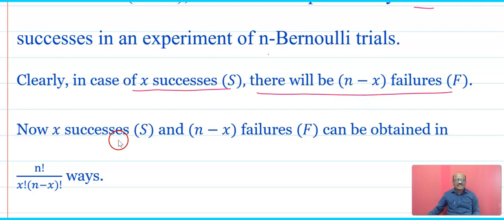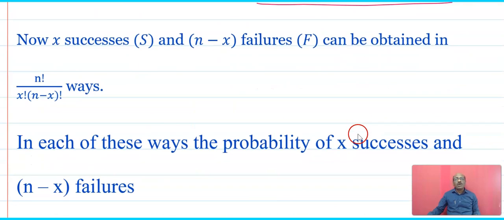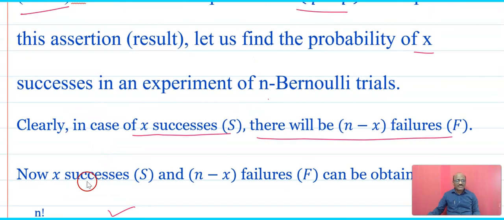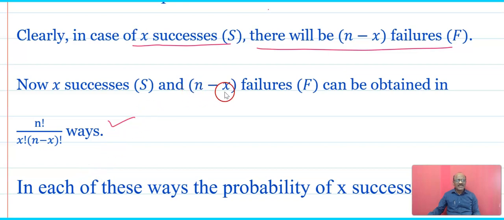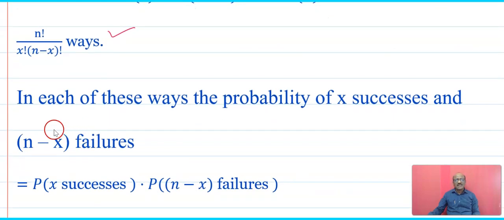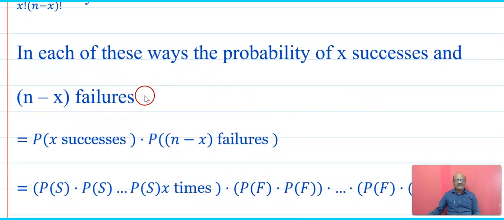Now X successes S and n minus X failures F can be obtained in n factorial upon X factorial into n minus X factorial ways. Okay. In each of these ways, the probability of X successes and n minus X failures can be written in this manner.